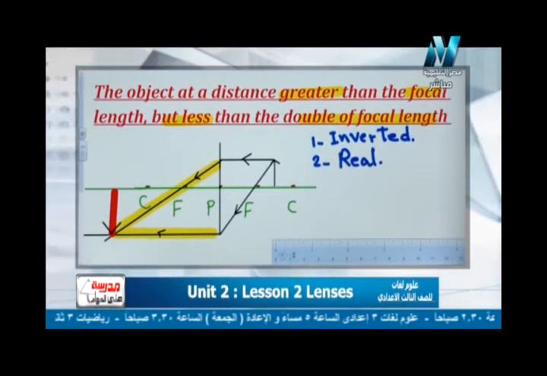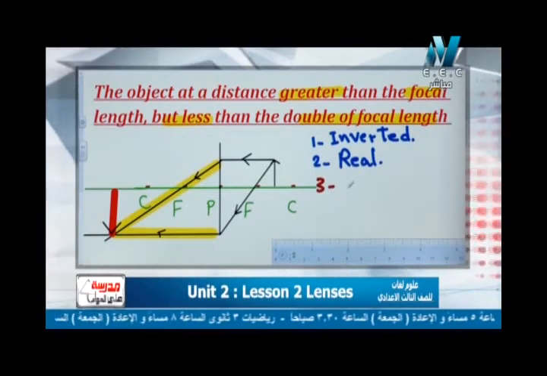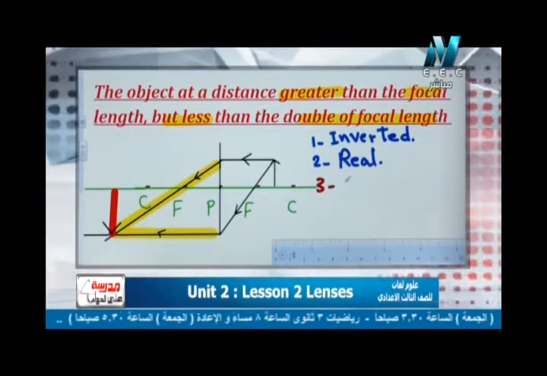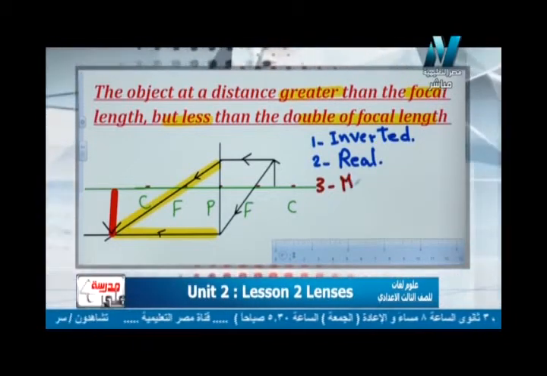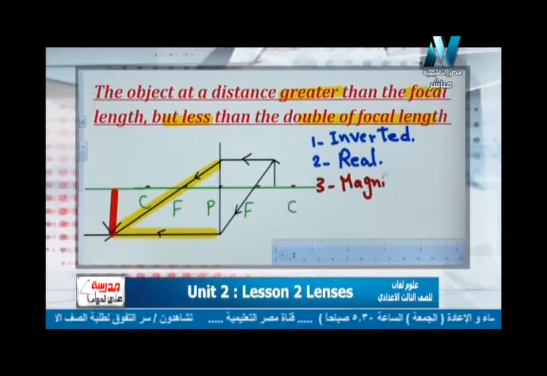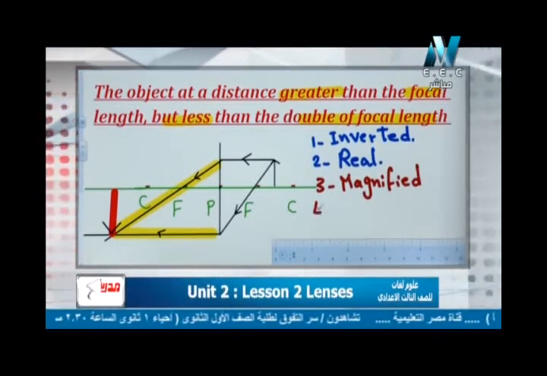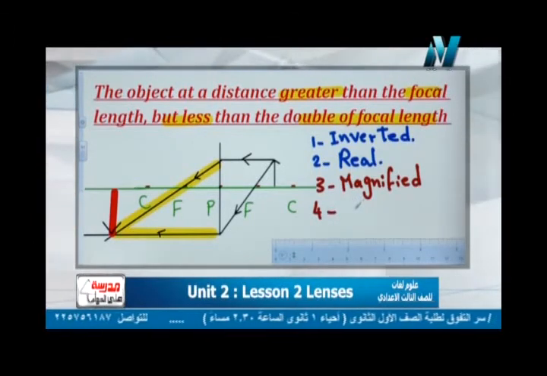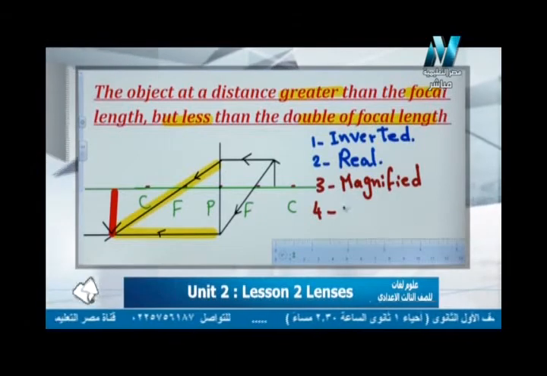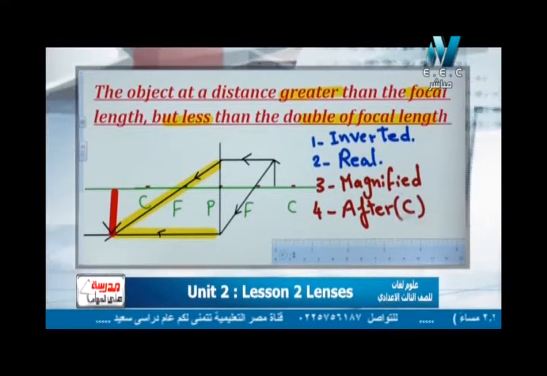Number three, this image is equal in size, or diminished, or magnified. Of course here it will be magnified. And number four, we should write the position of the image as we have here. The position is what? After center of curvature, or more than double focal length.